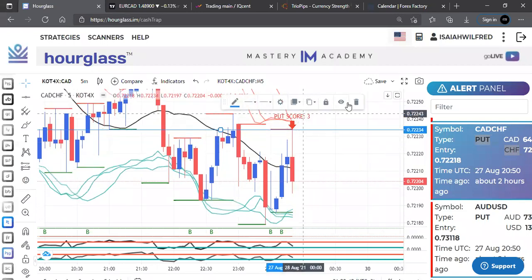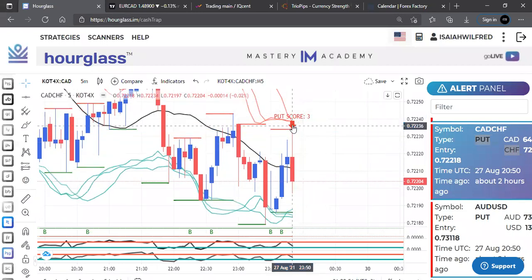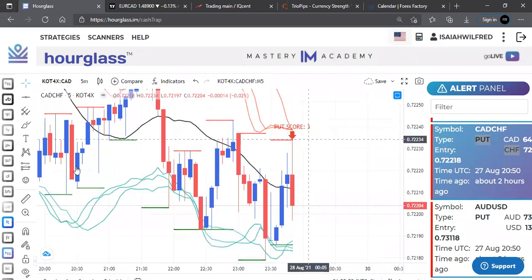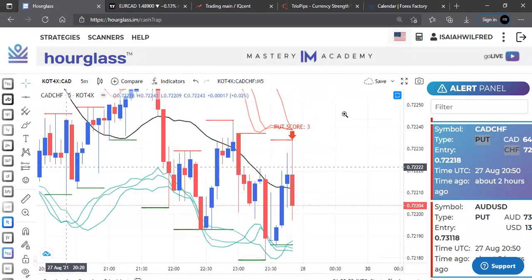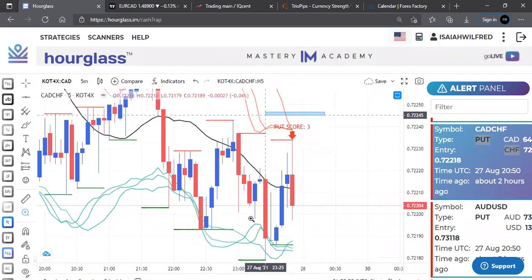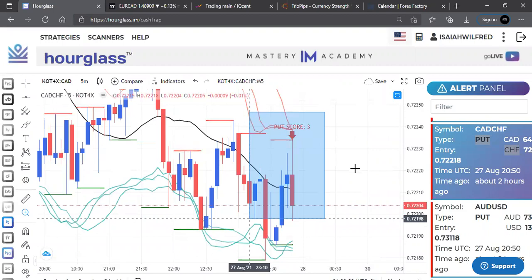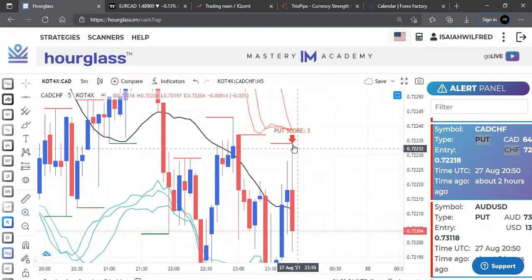Let me actually do something. Is there a way to remove this arrow? Let me try and zoom. All right. Do you see that the wick stopped here? It didn't actually come here. It didn't actually get to the band. The wick of this candle just stopped here. So you don't count it, right? It didn't come here, so you don't count that.